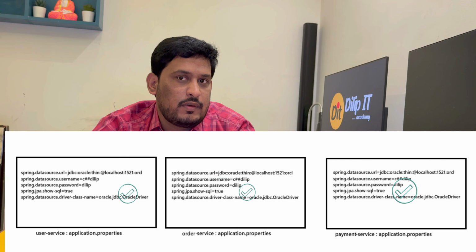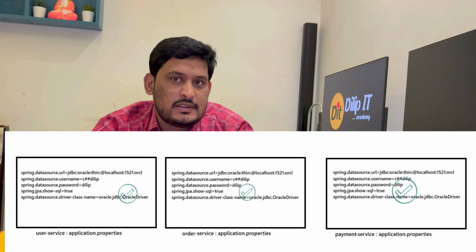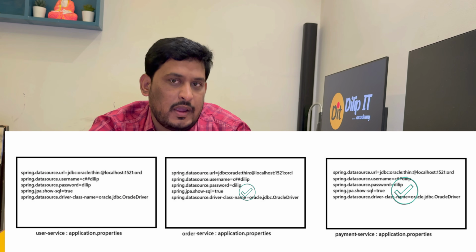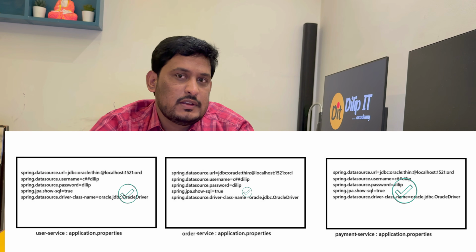So what is the drawback here? We are adding the same, repeated data every time in each and every microservice. Tomorrow, if there is a change in the credentials or in the URL, hostname or whatever it is, you have to update the same information in every microservice again and again. So the maintenance of the configuration data becomes very critical in this scenario, right? So it's not a good solution.